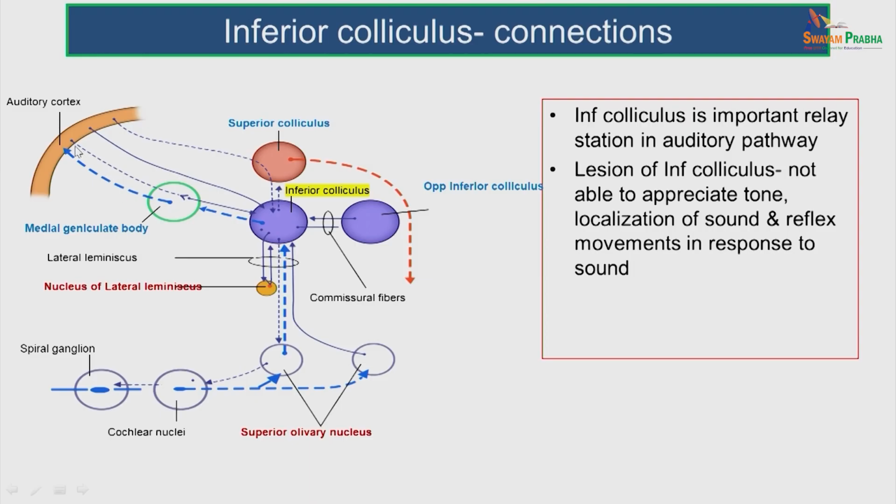From here it goes to the auditory cortex. So this connection of the inferior colliculus is very important because this is the main pathway in the auditory system.